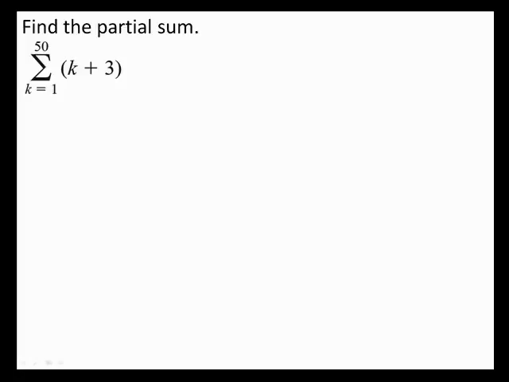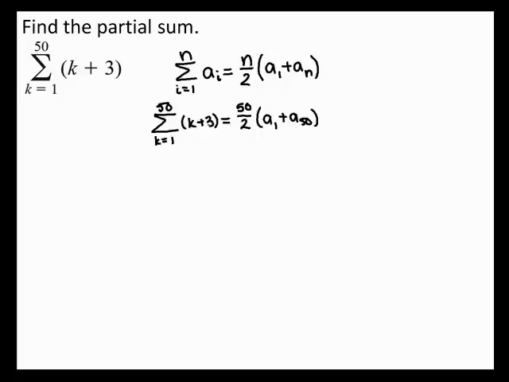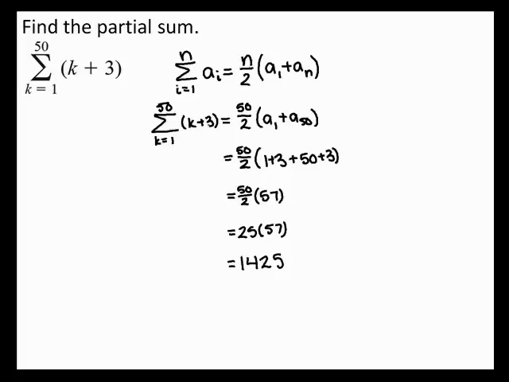Find the partial sum. The sum from k equals 1 to k equals 50 of k plus 3. Use the nth partial sum formula. Substitute 50 in for n. Substitute 1 into k plus 3 and substitute it into a sub 1, and substitute 50 into k plus 3 and substitute it in for a sub 50. Simplify 1 plus 3 plus 50 plus 3. Simplify 50 divided by 2. Simplify 25 times 57. You find that the sum from k equals 1 to k equals 50 of k plus 3 is equal to 1,425.